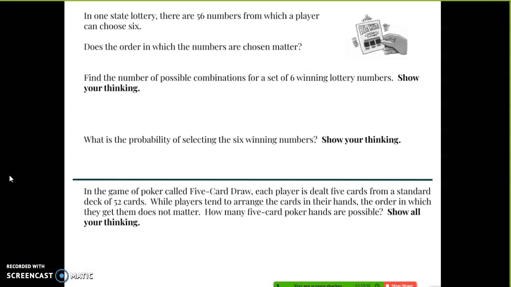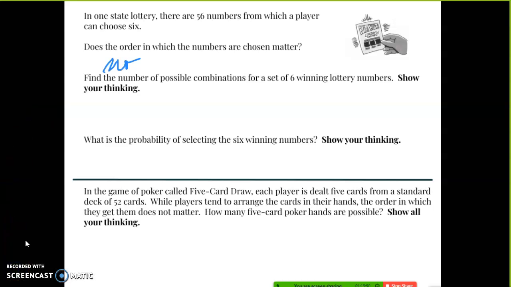Okay, and we're going to go all the way to the back page of the independent practice for the last one that we do on this video. We only have a couple minutes left. In one state lottery, there are 56 numbers from which a player can choose. Does the order in which the numbers are chosen matter? When I choose my lottery numbers, do I care what order I choose them in? No, it doesn't matter. 1, 2, 3, 4, 5, 6 is the same as 1, 6, 5, 4, 3, 2. You get the same winner. Find the number of possible combinations for a set of 6 winning lottery numbers. Show your thinking.